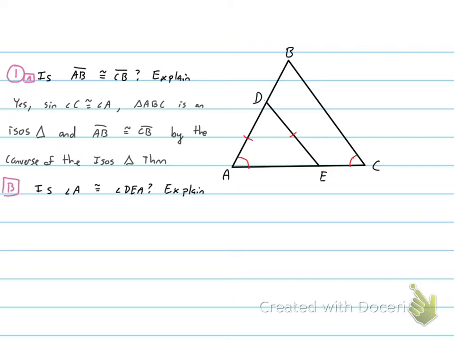Part B, I'm asking, is angle A congruent to angle DEA? And here, yes, since AD and ED are congruent, that's marked up in the diagram, I can assume that those base angles, angle A and angle DEA, in that small triangle are also congruent by the isosceles triangle theorem.